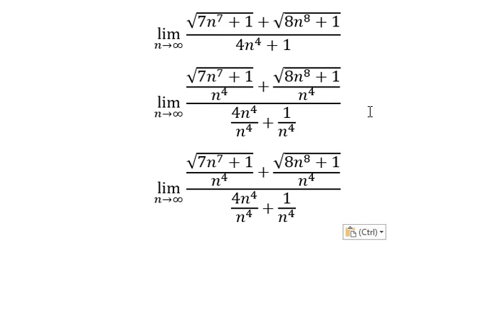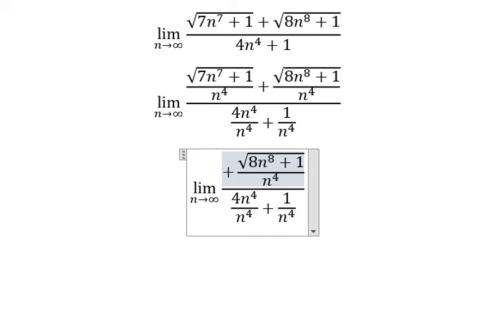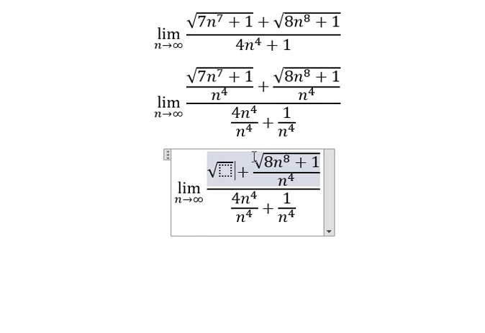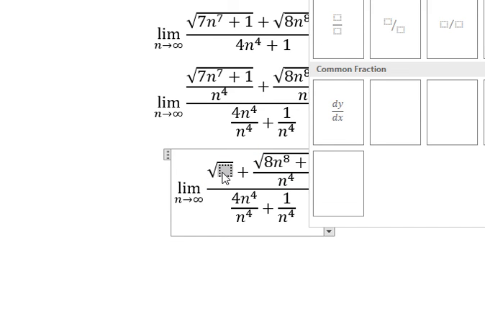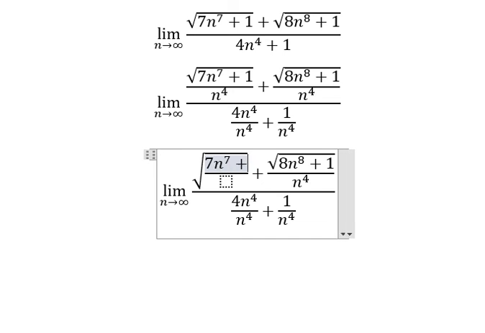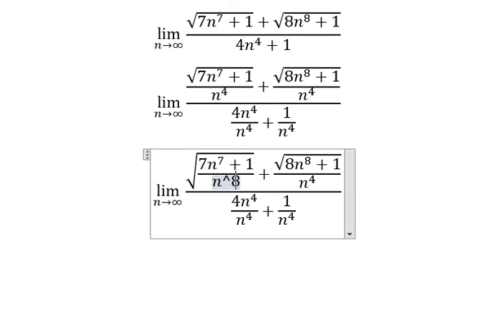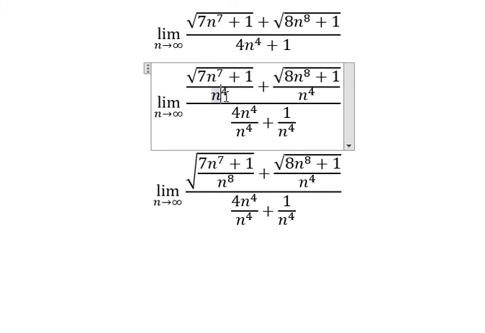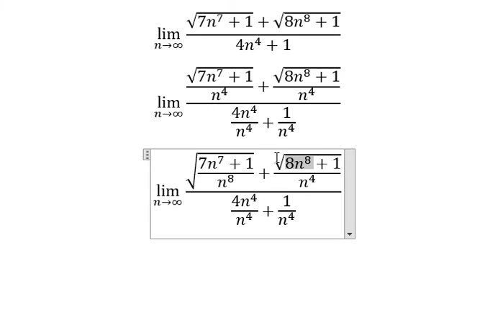Next, if I put this one inside the square root, that should be like this. Because n to the power of 8 with the square root, we have n to the power of 4. Similar for the second one.